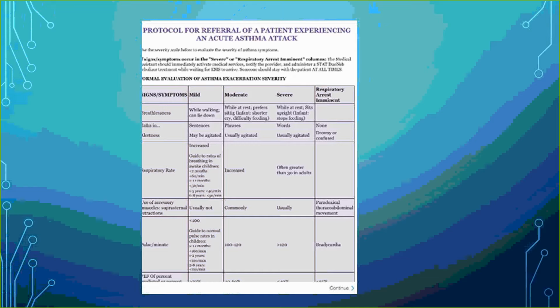And then determine how bad is this exacerbation, keeping in mind if respiratory arrest is imminent or severe asthma exacerbation is happening, they're going to call 911 right away. And you can see here in the protocol at the top, this is where they are permitted to give a stat duo neb treatment immediately while they're waiting, if it's a really severe situation.